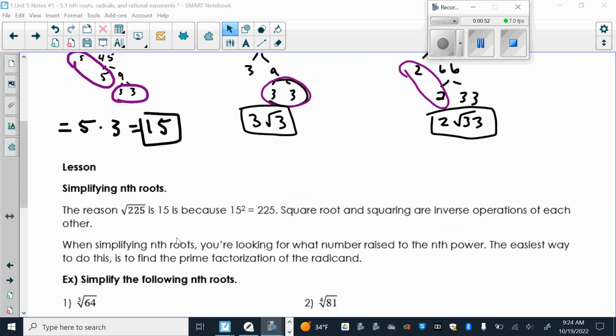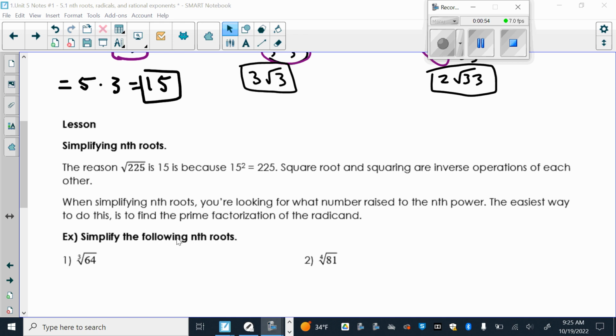So today we're going to be simplifying nth roots, so not necessarily square roots. The reason the square root of 225 is 15 is because 15 to the second power is 225. Square roots and squaring are inverse operations of each other. When simplifying nth roots, you're looking for what number raised to the nth power.